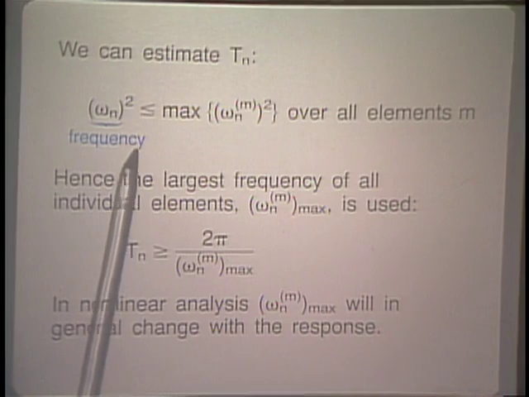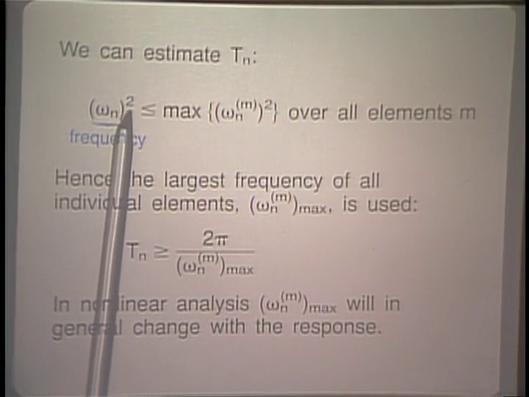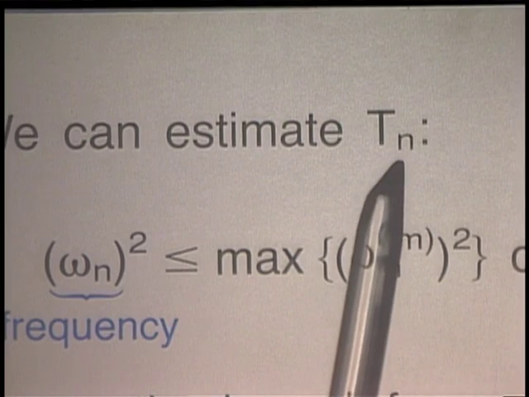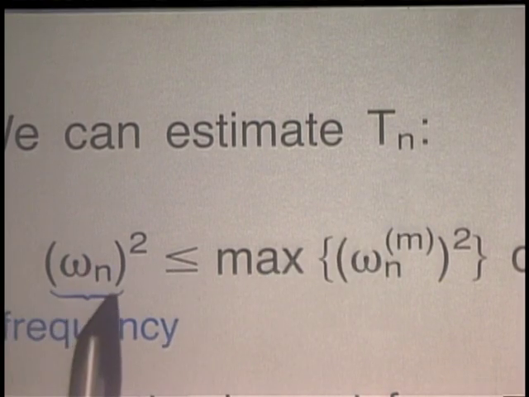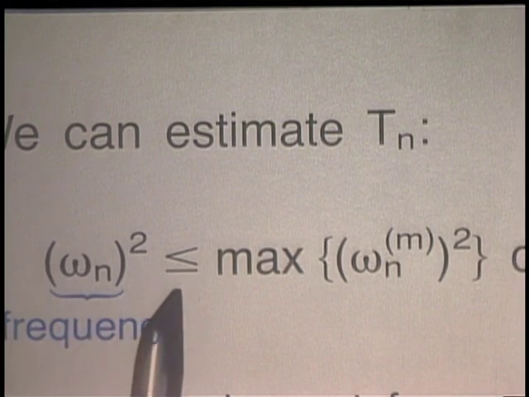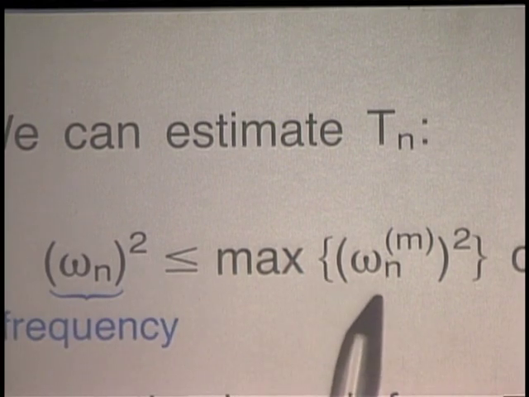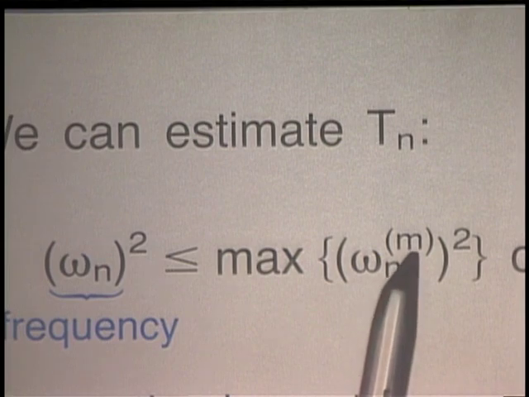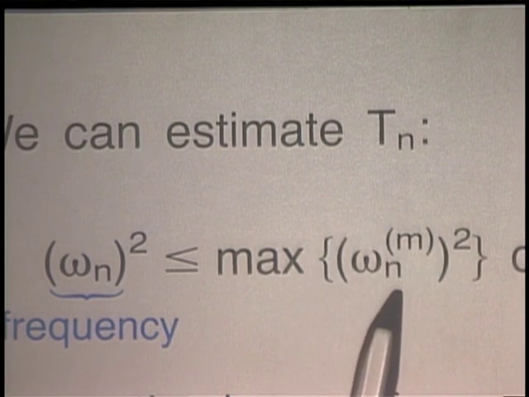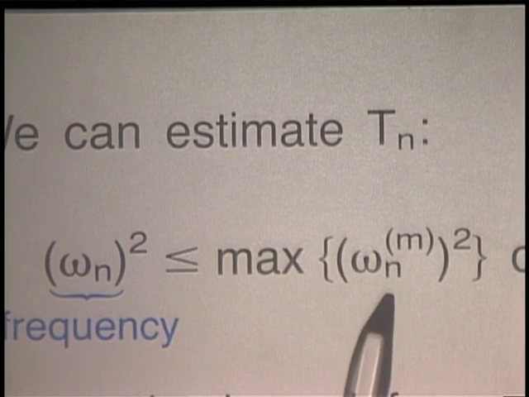One interesting and most important point is that Tn can be estimated. And it can be estimated, or we can find a bound on Tn, which we can then use to calculate the critical time step. And that is achieved as follows. We notice that omega n squared, omega n of course being 2 pi over Tn, radians per second, is smaller or equal to the maximum of the omega nm squared over all elements m. Now what does this mean?